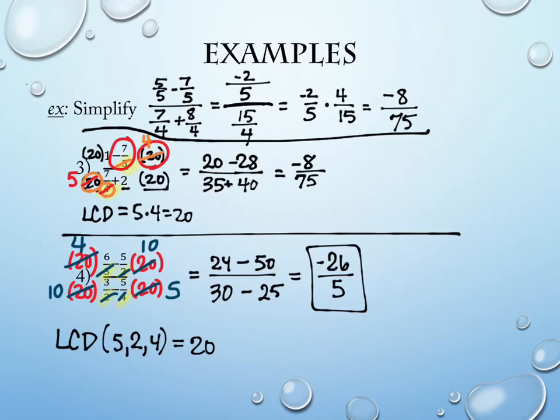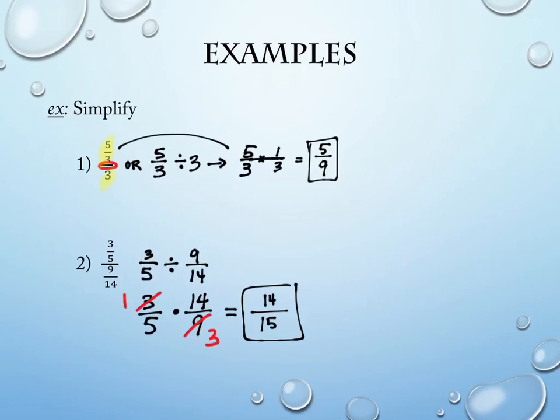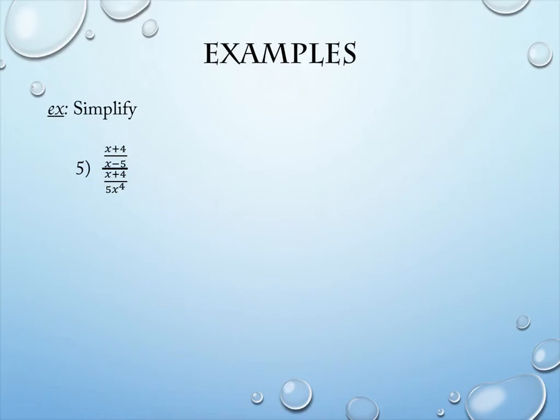Okay. Now, when I move into number 5, you'll notice that on number 5, again, I have a single fraction on top and a single fraction on bottom. So as I'm looking at this problem, it's far more like problems 1 and 2 than it is like 3 and 4. Single fraction on top, single fraction on bottom. So I can leave the numerator the same, x plus 4 over x minus 5. And then the denominator, I would change to multiplication, and I would flip it. So it's 5x to the 4th over x plus 4. Is that rewriting step okay?